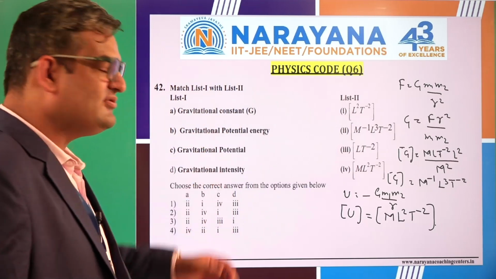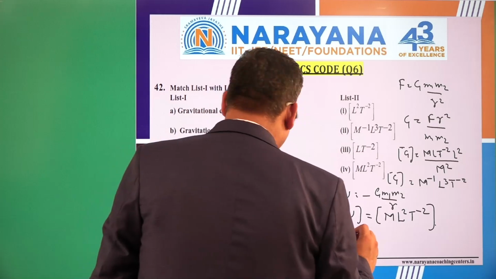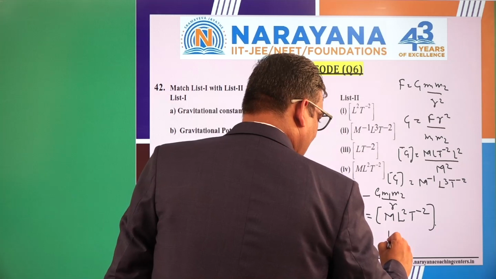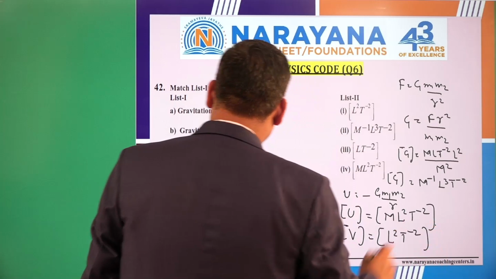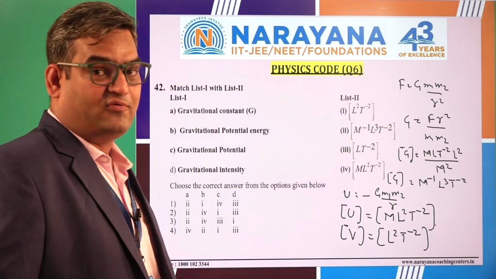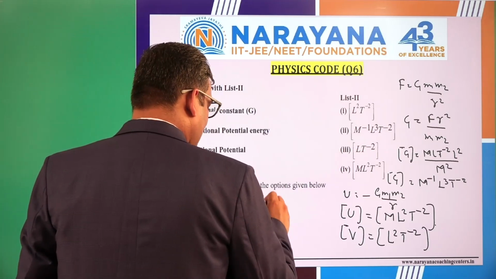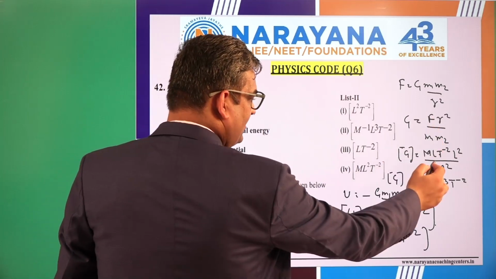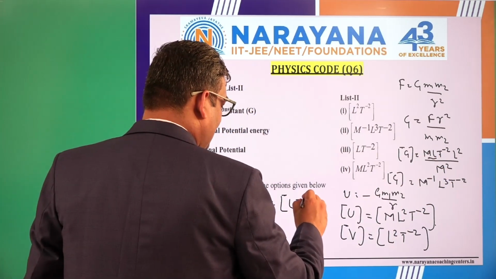In the same way, gravitational potential is simply energy per unit mass. So we can divide it by mass. So gravitational potential must have formula L2 T minus 2. In the same way, gravitational intensity is simply force per unit mass, force divided by mass. So gravitational intensity should have formula force divided by mass. So M will be missing. We have written the force dimensional formula as M L T minus 2. So this will be only L T minus 2.